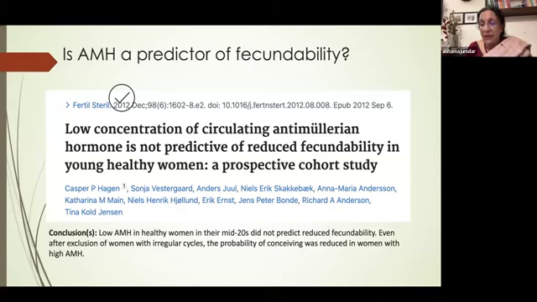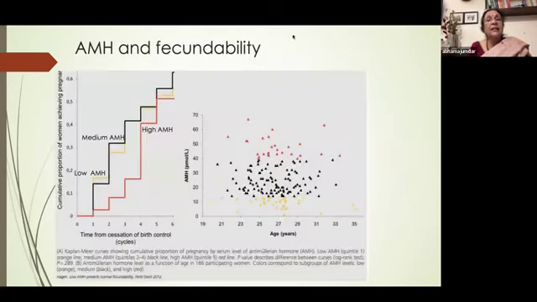So don't panic. Then, and this was their observation, AMH and fecundability. You see what the black line shows: medium AMH, the yellow line is low AMH, and the red line is high AMH. Time from cessation of birth control, when they have started trying to conceive. This is the cumulative proportion of women achieving a pregnancy.